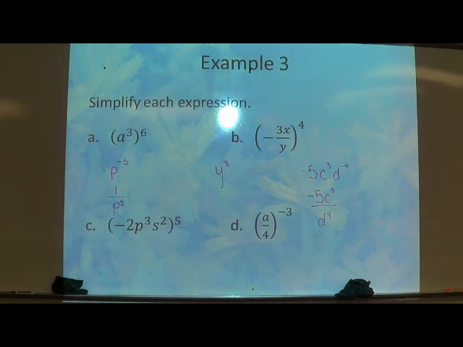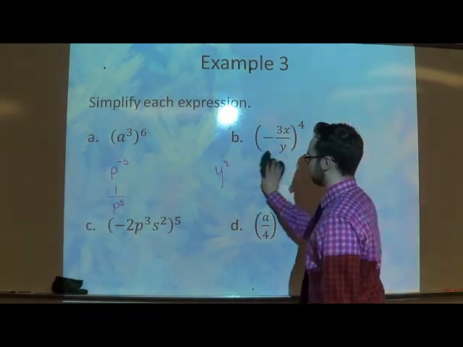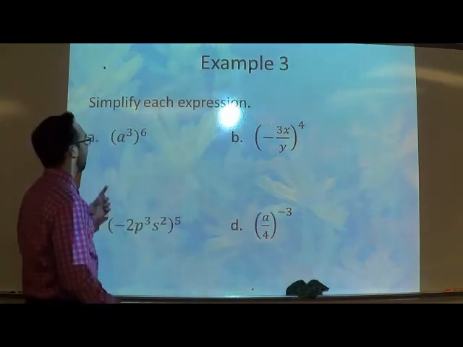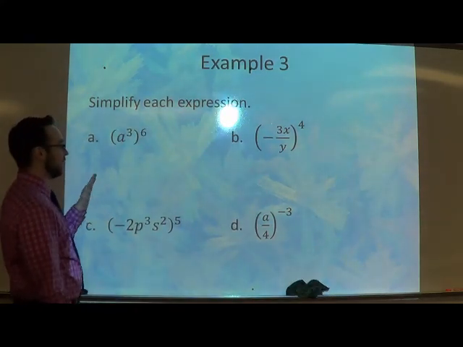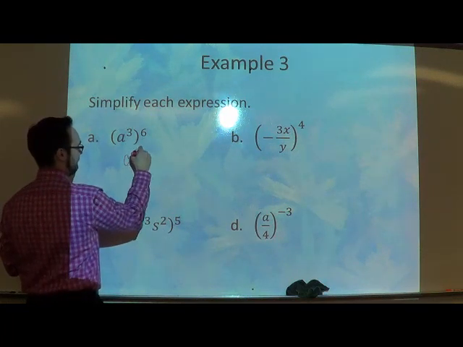Now these examples kind of use some of those other properties that we grouped together, that second set of them. So let's take a look at these. So here we have a power to a power, so a cubed to the sixth. We multiply 3 times 6, so we end up getting a to the 18th power.